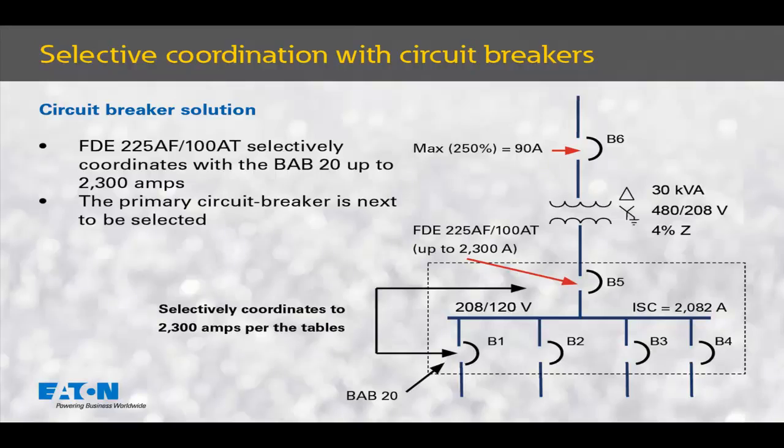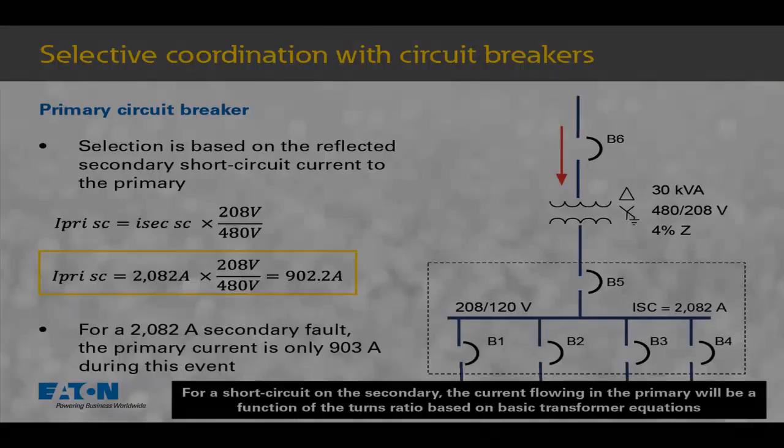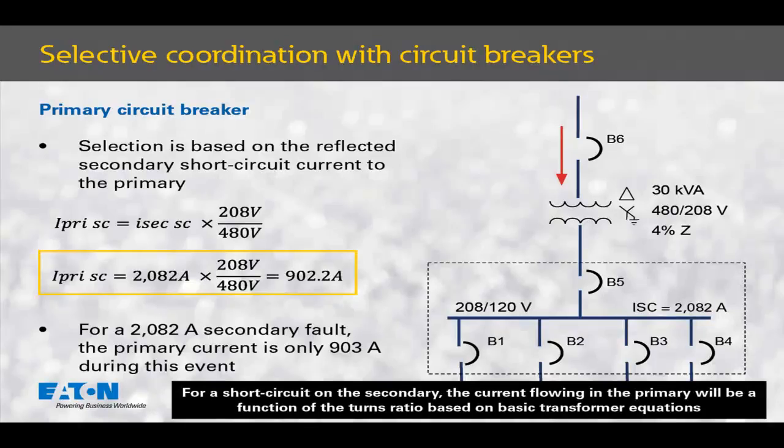So now we're going to focus on the primary circuit breaker B6. We will go through a very similar process with a twist that is unique to transformer applications. For a short circuit on the secondary of this transformer, the primary circuit breaker will see a smaller current based upon the turns ratio of the transformer.